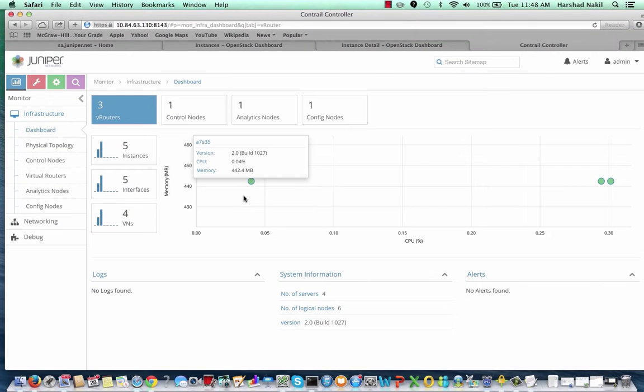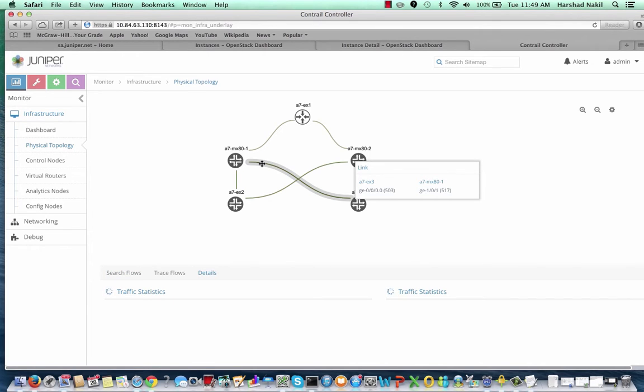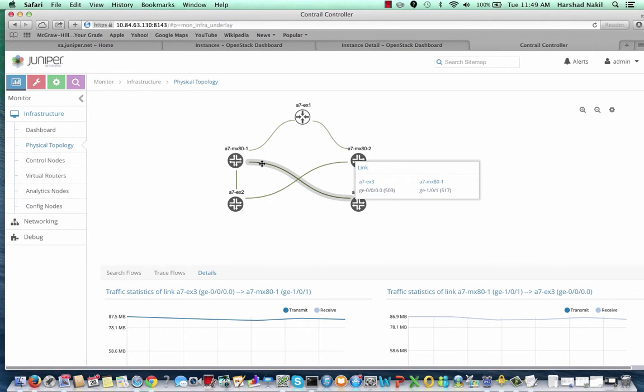Let's go in and look at the topology of the system we have here. As you can see in this topology, we have these physical nodes. We also show the links between the nodes. You can go into any of these links and see the interfaces on either side. You can also see the traffic statistics for either side of this link.